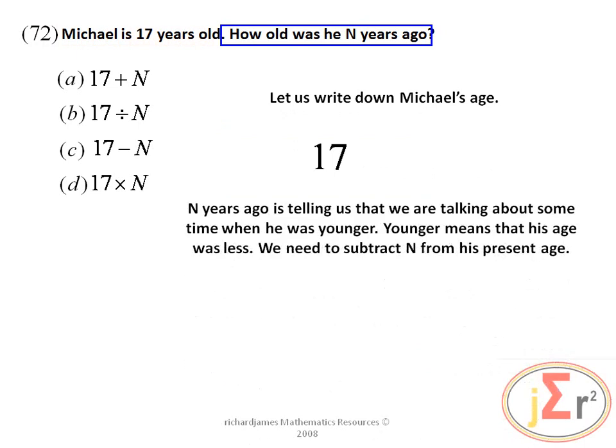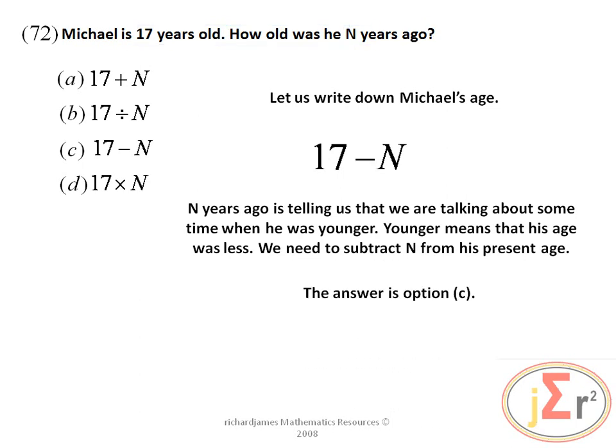N years ago is telling us that we are talking about sometime when he was younger. Younger means that his age was less. We need to subtract n from his present age. The answer is option C.